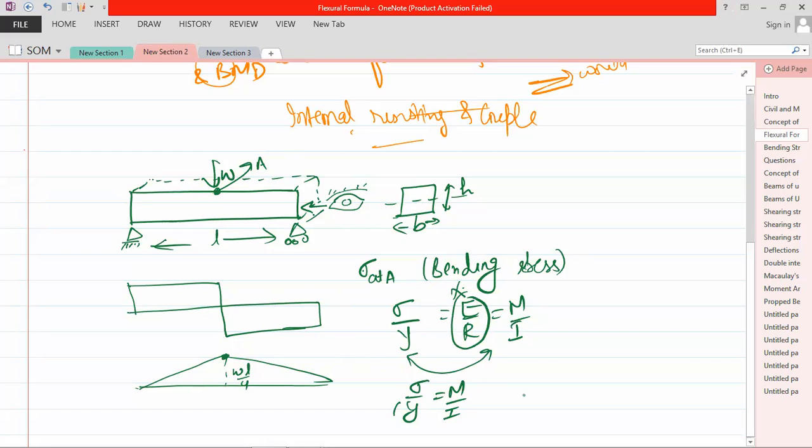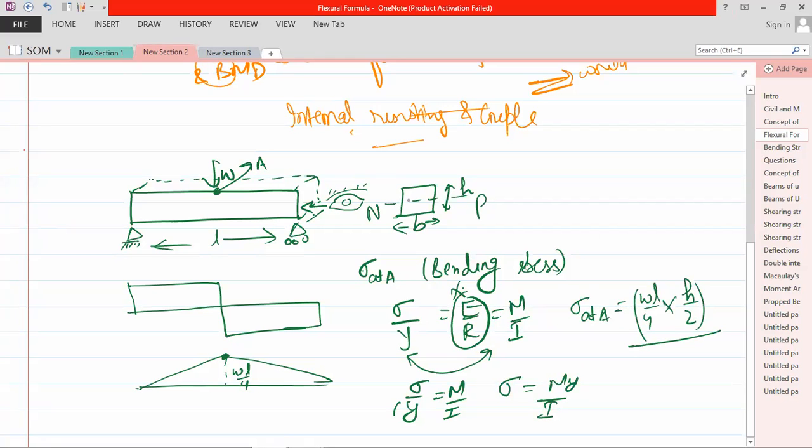So sigma is equal to My by I. At point A, the moment is WL by 4, and the distance Y is H by 2. And I should be about the neutral plane. The neutral plane for a regular section passes through the center of gravity, for symmetrical sections, the center of gravity.